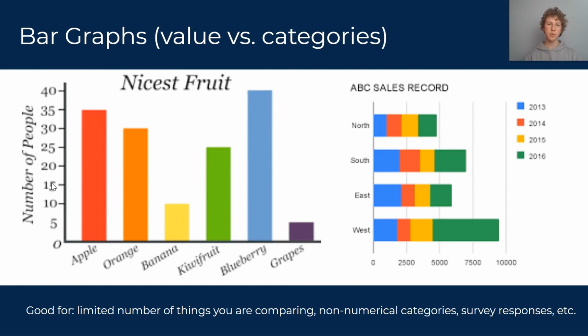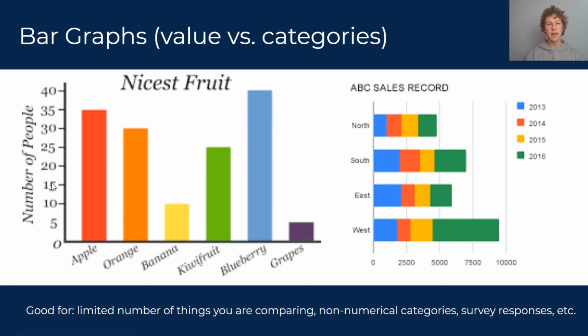A bar graph is good for a value versus categories, and a specific predefined number of categories. So like nicest fruit, there's lots and lots of fruits out there, but you're only choosing 6 fruits to show. And you're not saying, on a scale of red to purple, all the colors of the rainbow and the fruits that correspond. No, it's just 6 fruits. Or you're just doing 4 cardinal directions. You're not doing every single direction from north all the way back to north.